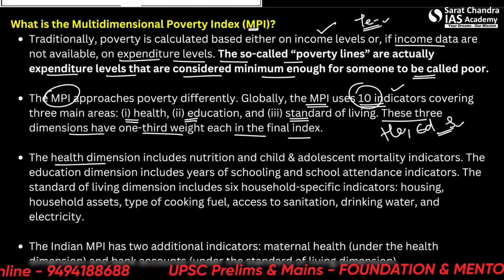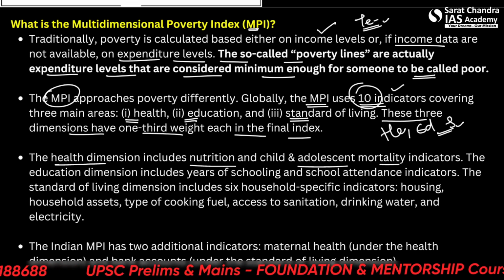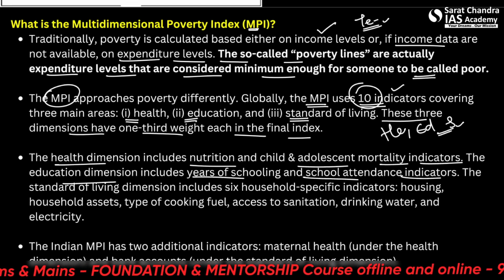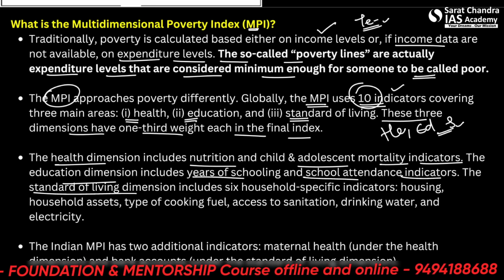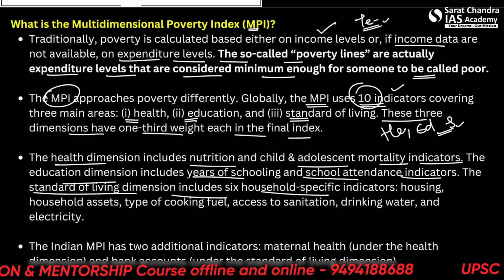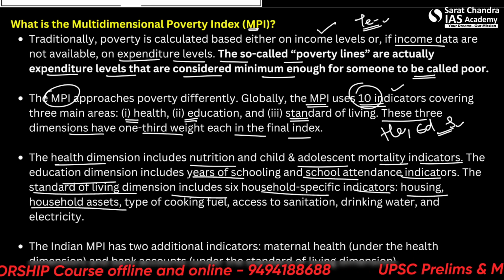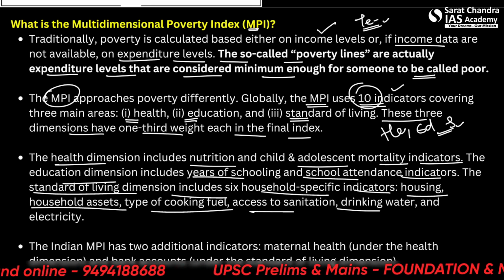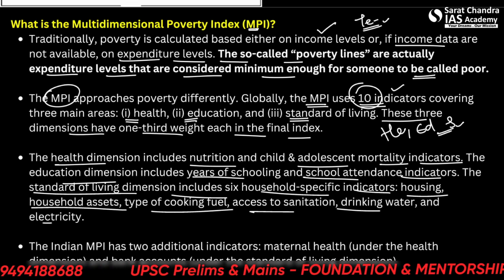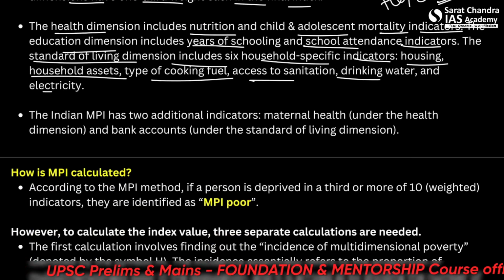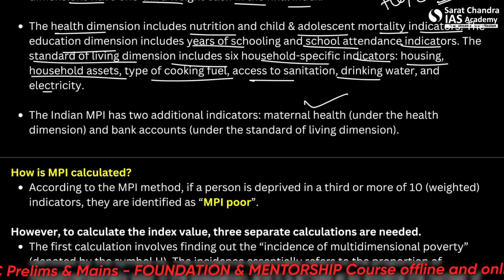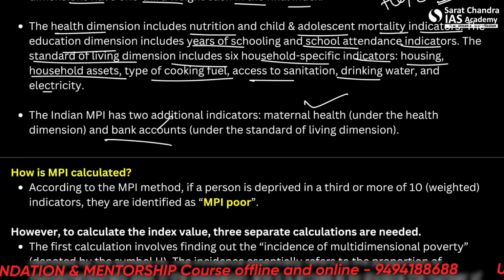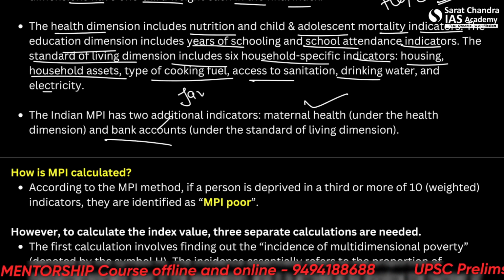The health dimension includes nutrition and child and adolescent mortality indicators. The education dimension includes years of schooling, school attendance indicators, and dropout periods also. Standard of living dimension includes 6 household-specific indicators, which are housing, household assets, type of cooking fuel, access to sanitation, drinking water, and electricity. The Indian MPI has 2 additional indicators, which are maternal health and bank accounts under the standard of living dimension. So this was a good mission, the Jan Dhan accounts.